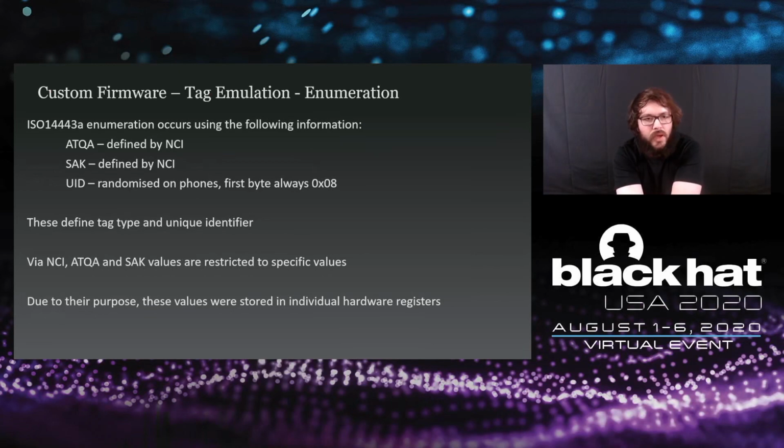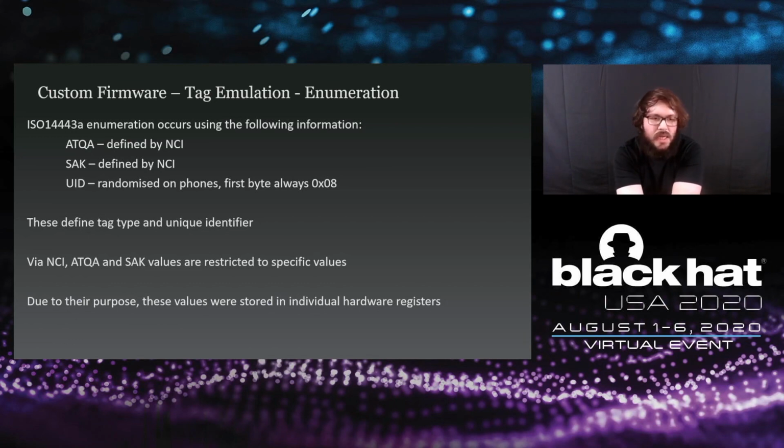ISO 14443A communication works in a certain way for enumeration. It requires three key aspects. What happens is the reader sends a wake-up or a request command. The tag sends an ATQA response, which gives initial information about how the tag is configured or what kind of tag it is. The reader then runs the select command, which returns a UID, which on phones is forced to be randomized, except the first byte, which is always 08, to prove that it's not a real tag. And then a SAK command gives information about whether the UID is slightly larger and needs further enumeration or any other changes. Via NCI, I could modify this to a certain amount.